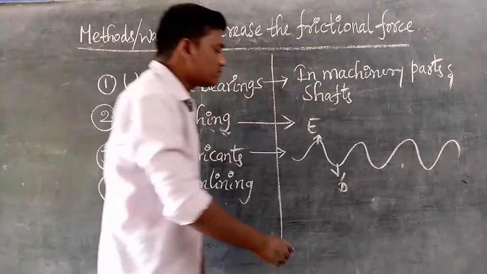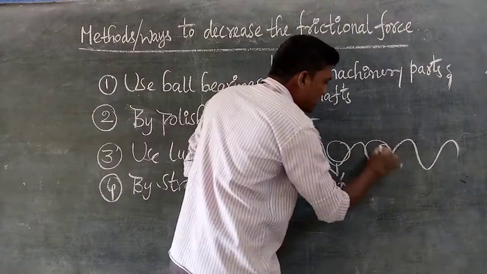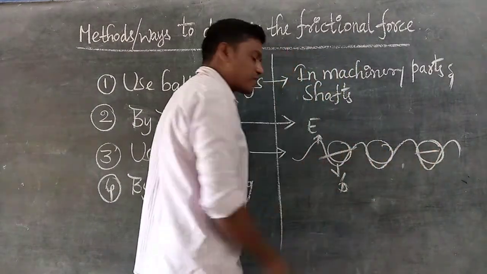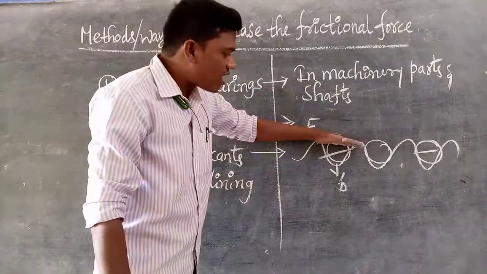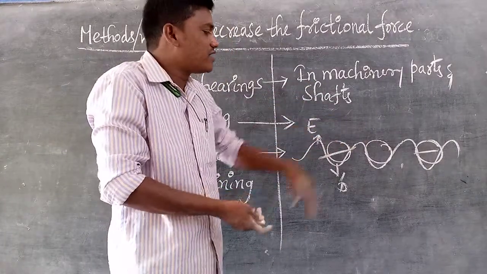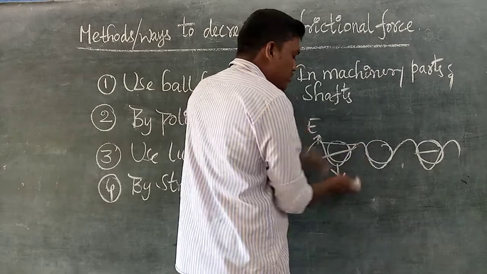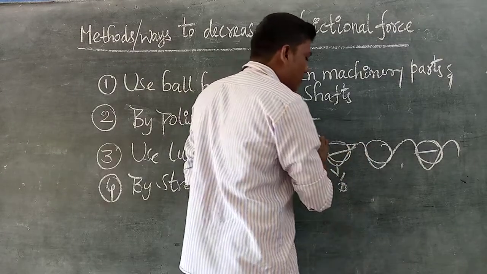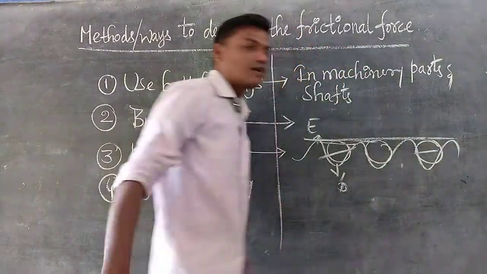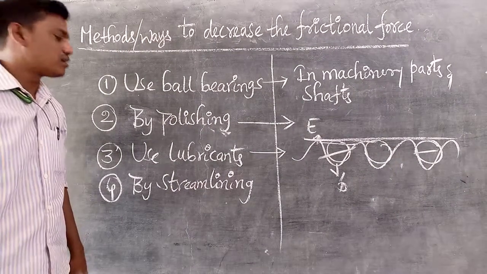Then what will happen? This oil and grease will be settled there on the depressions. That's why this total part will be covered by the oil and greases. Then what will happen? The depression will automatically reduce. Then only the elevation is there. That's why the body can easily move on that one.